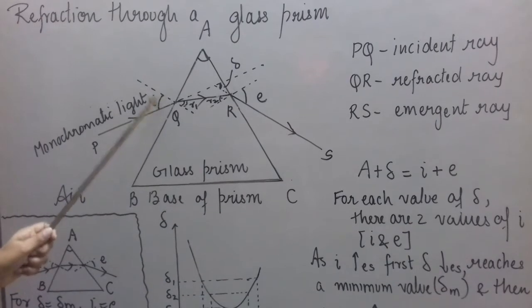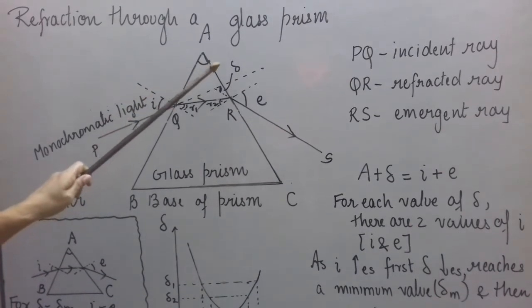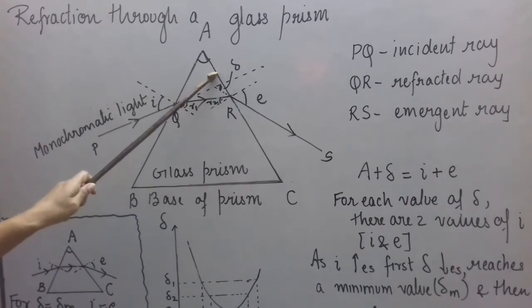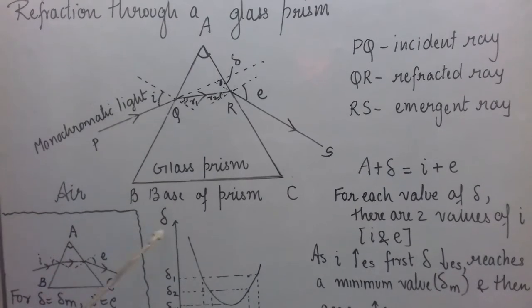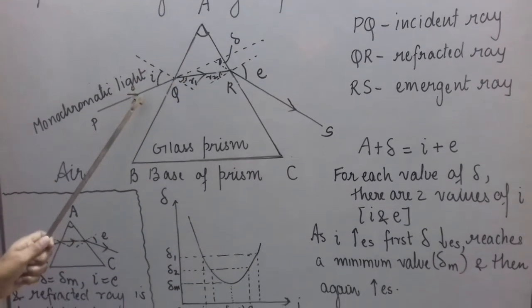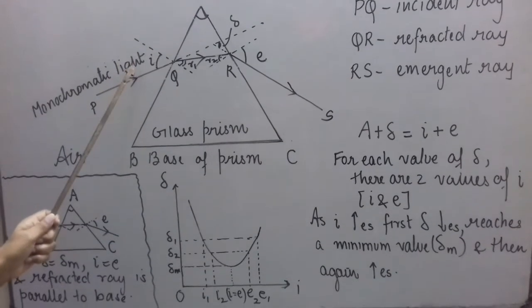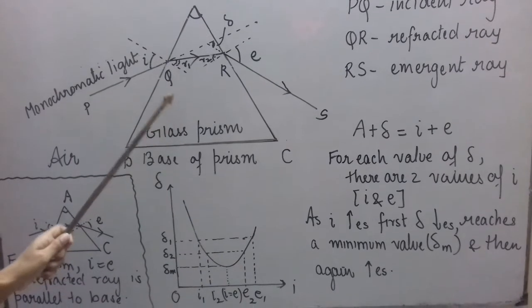Now, when I change this I, delta is going to change. Remember that. And if I draw the graph and you do this experiment by changing the values of I, and suppose every time you repeat this experiment in the lab, you can do it.